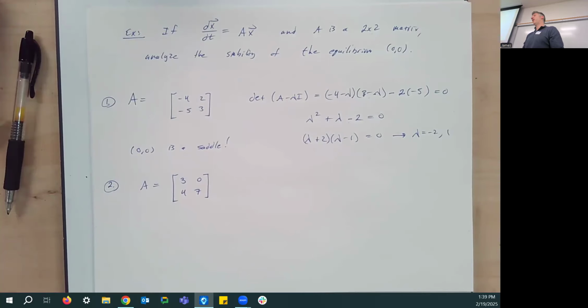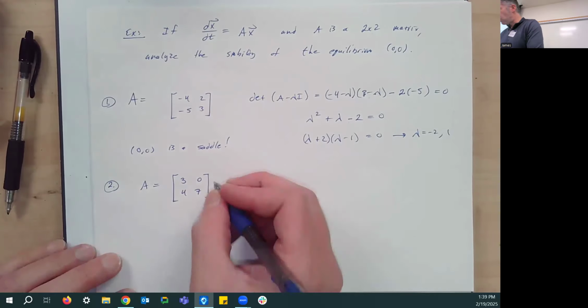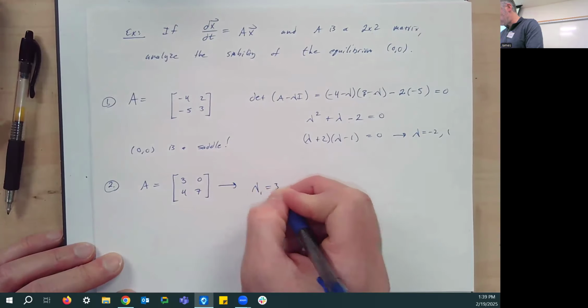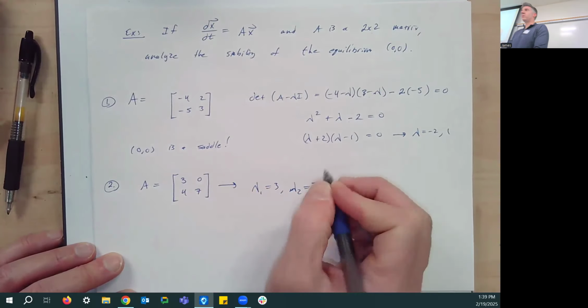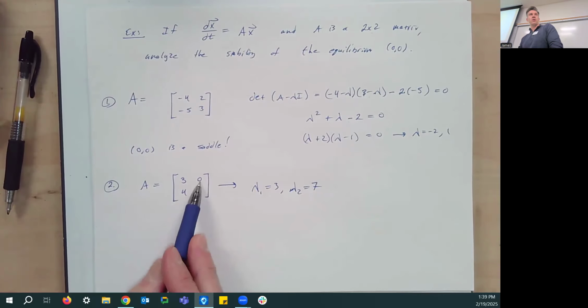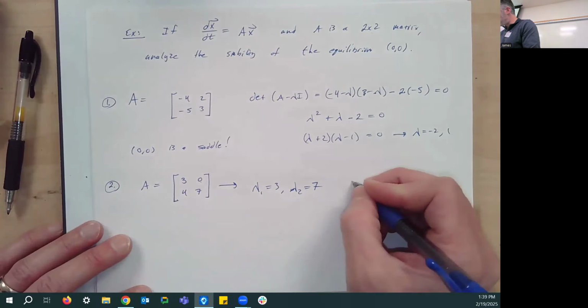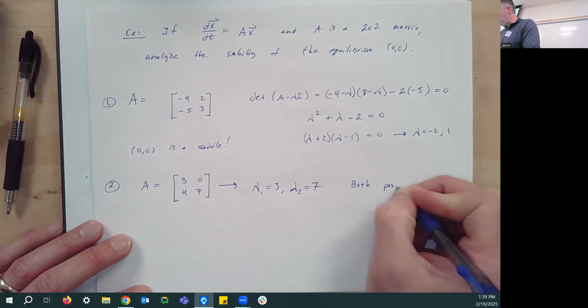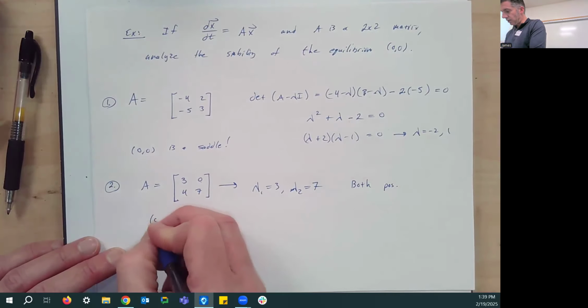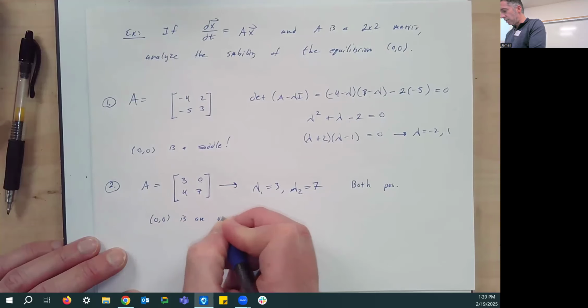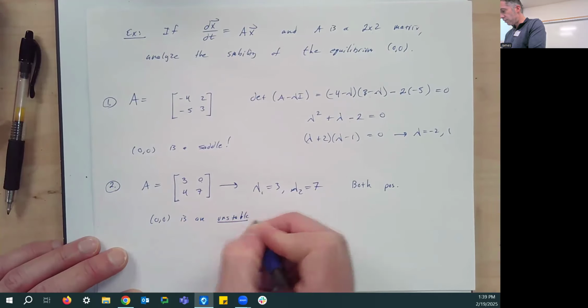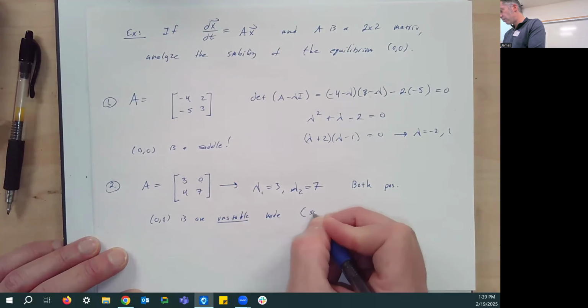You shouldn't even write. So I would say, if someone gives you a matrix like this, they're not expecting you to write down anything like determinant of A minus lambda I equals 0. They're expecting you to say, cool, lambda 1 equals 3, lambda 2 equals 7. If they give you a matrix where there's a 0 there or a 0 there, they think you know, okay, great. That means the eigenvalues are just the diagonal entries and we're done. Since they're both positive, that means we have an unstable node. So 0, 0 is an unstable node, also known as a source.